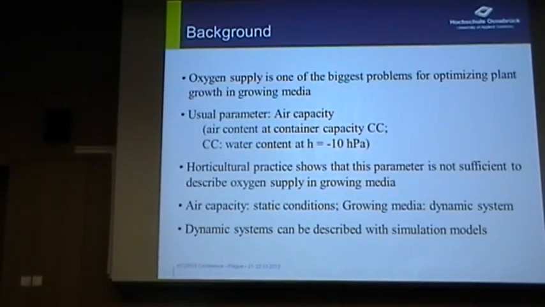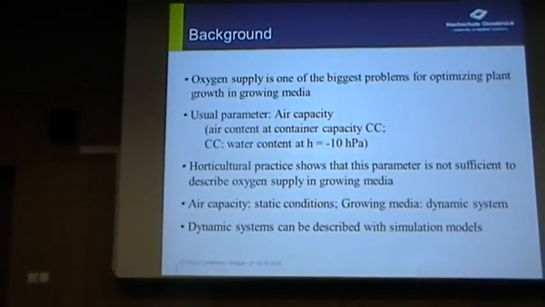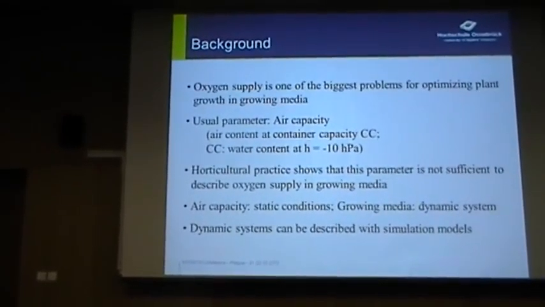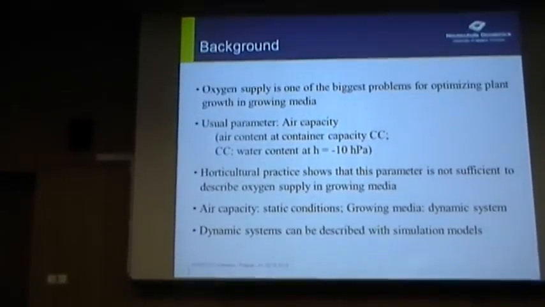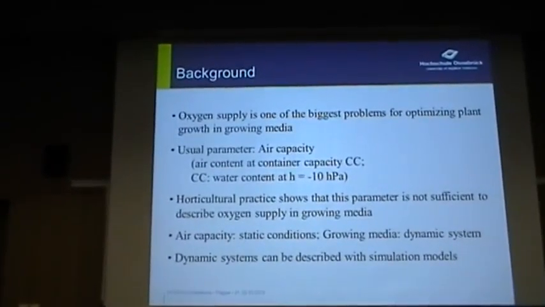If you look at growing media, oxygen is one of the biggest problems we have to deal with, and the usual parameter used for the quality of growing media for oxygen supply is the air capacity. Air capacity, you know it from soils. When we talk about growing media, the air capacity is the air content at container capacity. And container capacity is very similar to field capacity, but it's defined as the water content at a suction of 10 hectopascal or 10 centimeter water column.